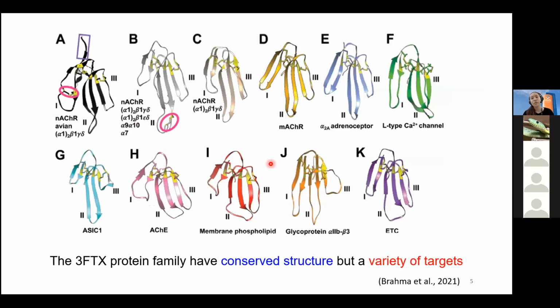If you look at the diagram here, these show different members of this three-finger toxin family, and you can see all of them have this three-finger shape. Their toxicity depends on their targets. Some of them target the nicotinic acetylcholine receptor, some the muscarinic receptors, L-type calcium channels, and so forth. So they have a conserved structure, but a variety of targets.